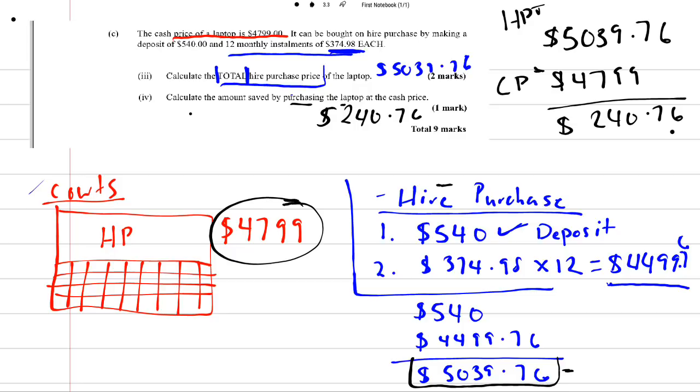So, if you had paid the $4,799, you wouldn't have to pay the extra $240 for the hire purchase. Because you never had the money, you end up paying the $5,039.76. So you basically answer the CXC question and you get this part right. Simple as that. You understand?